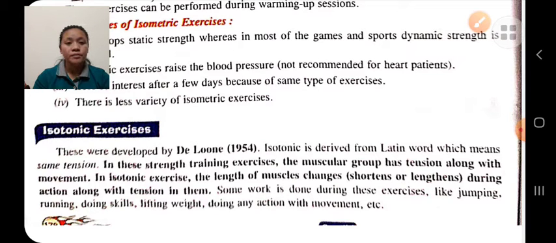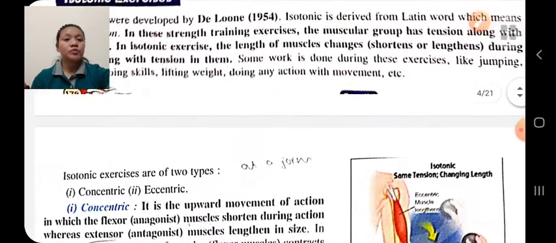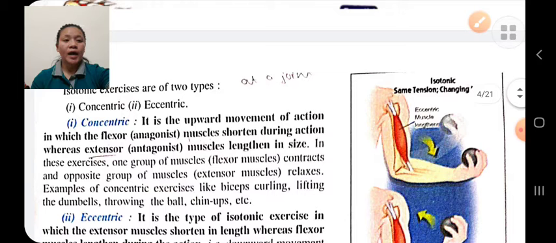There is movement. The length of the muscle changes, and there is a visible movement. In isotonic exercise, we can see the movement. The length of the muscles changes, shortening and lengthening during the workout, like jumping, lifting weight, etc. Isotonic exercise is of two types, concentric and eccentric.